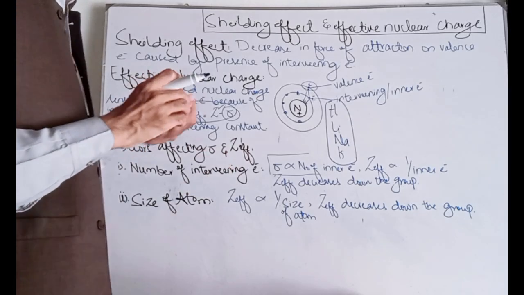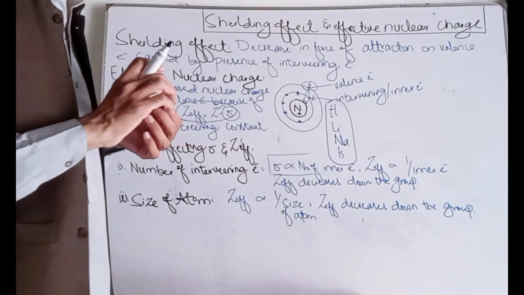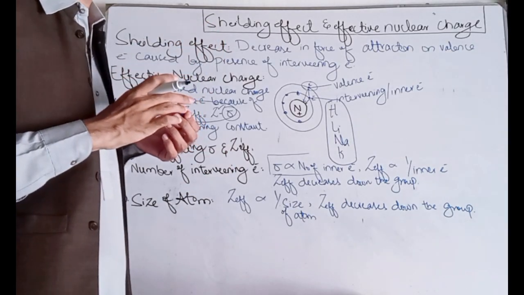So this was all about the shielding effect and the effective nuclear charge. The next video would be on Slater's rule.